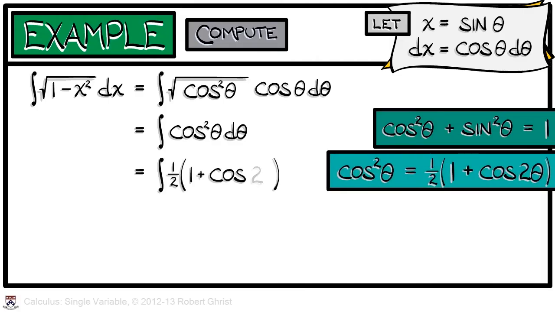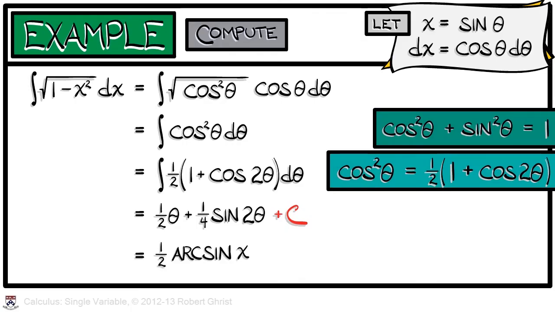This, too, after a trigonometric identity, gives the integral of 1/2 plus 1/2 cosine 2 theta. This is something we can integrate. 1/2 integrates to 1/2 theta. 1/2 cosine 2 theta integrates to 1/4 sine 2 theta. Now, to substitute back in and obtain a function of x, what do we do? 1/2 theta becomes 1/2 arcsine of x.